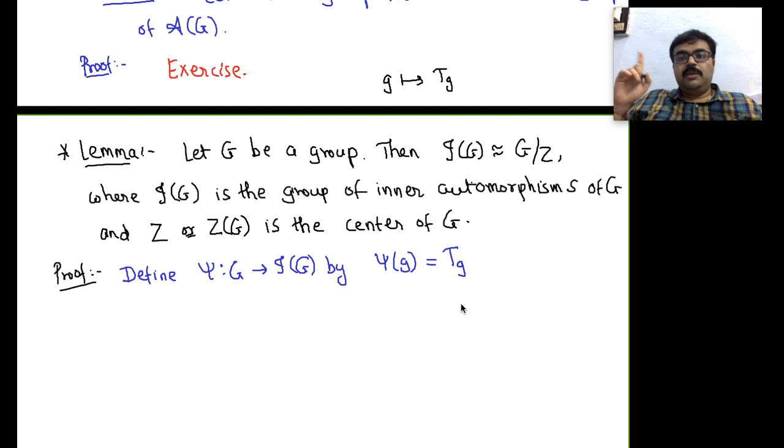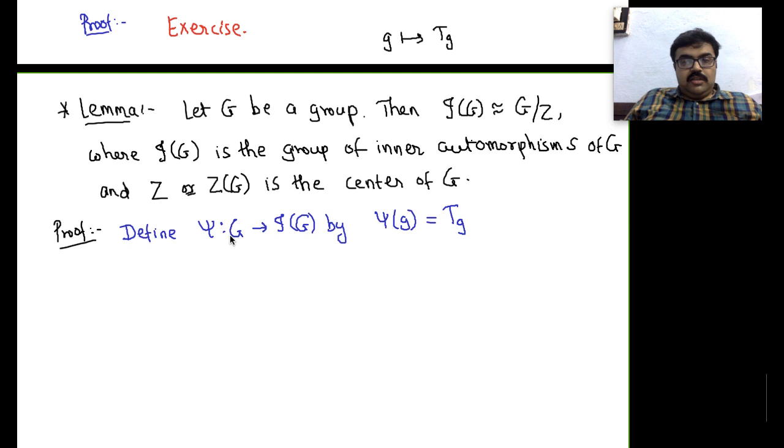We have to define a map looking at the structure of the first isomorphism theorem. So I define psi, and then I take an element g in the domain. What should psi of g be defined as? G is an element in G, and I want an element of IG, that means I want an inner automorphism. The clear inner automorphism that comes to mind is Tg. So this is what we have defined.